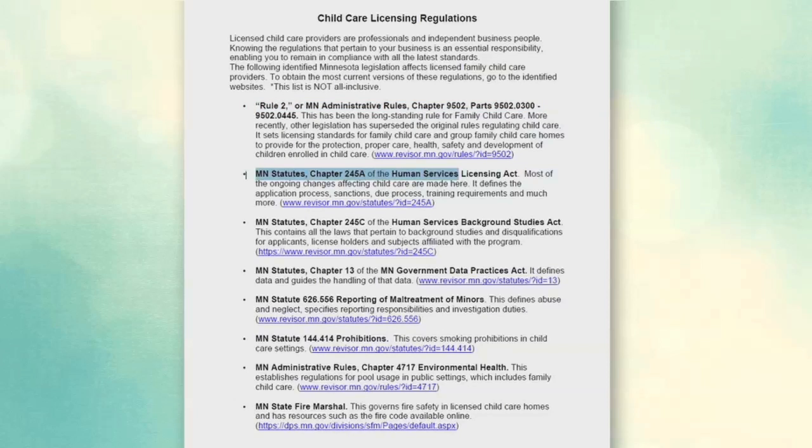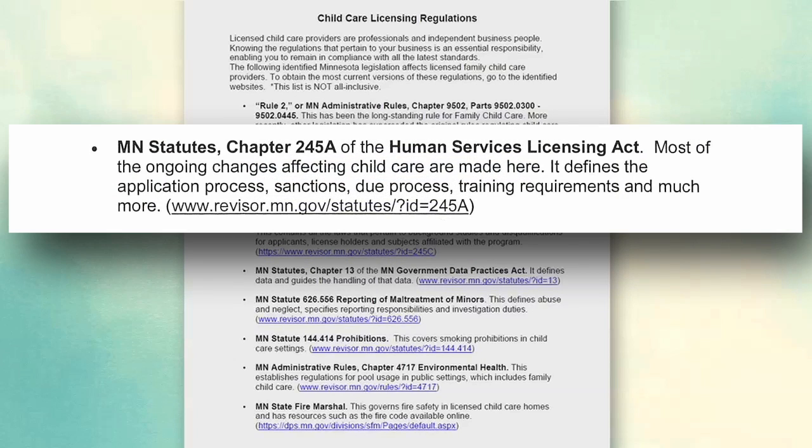Chapter 245A is also known as the Human Services Licensing Act. As I mentioned earlier, a lot of things have moved out of the rule into statute. Those are easier to change than the daycare rule, so a lot of things have moved into statute so that the legislators can more easily change those items that they want to change. The Human Services Licensing Act governs a lot of license programs in the state of Minnesota. It's not only child care, it's foster care, it's residential treatment, it's chemical dependency programs.